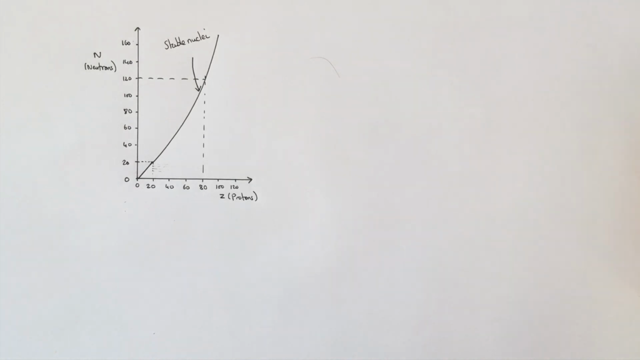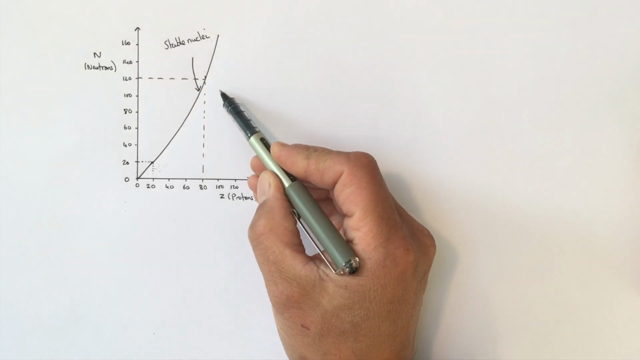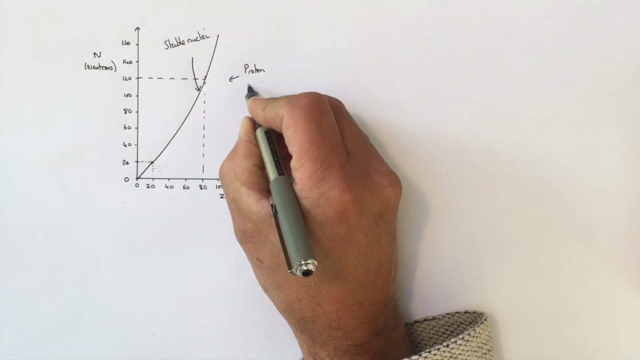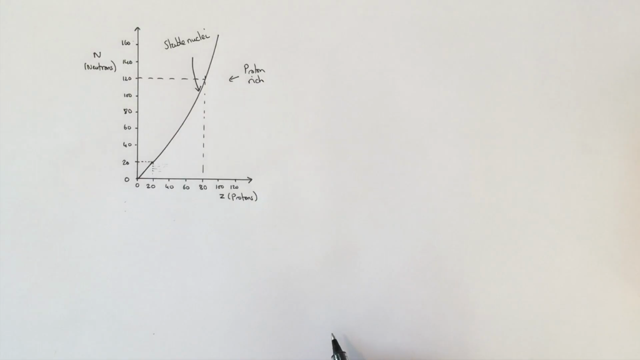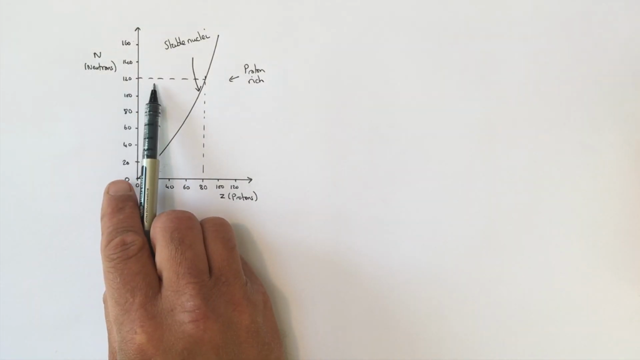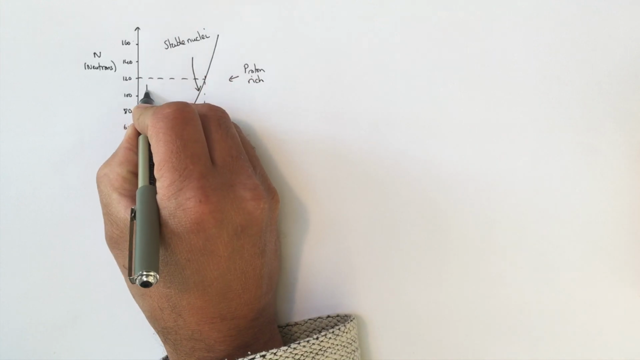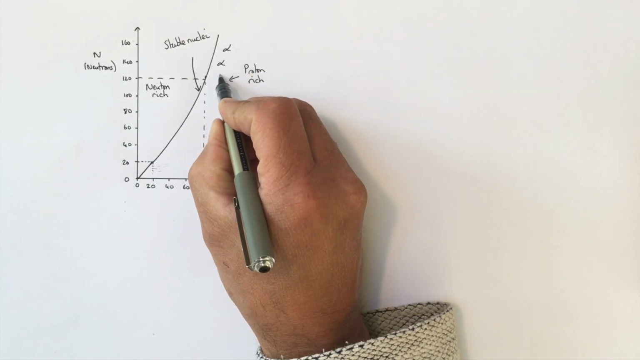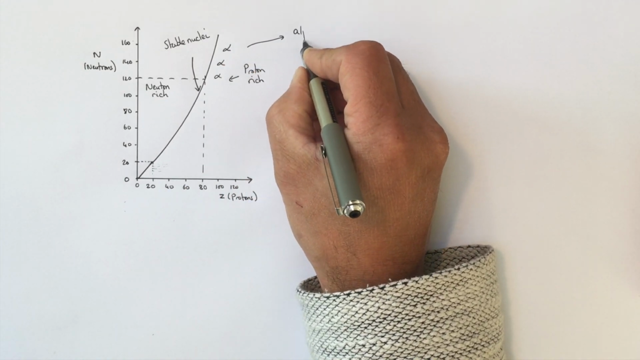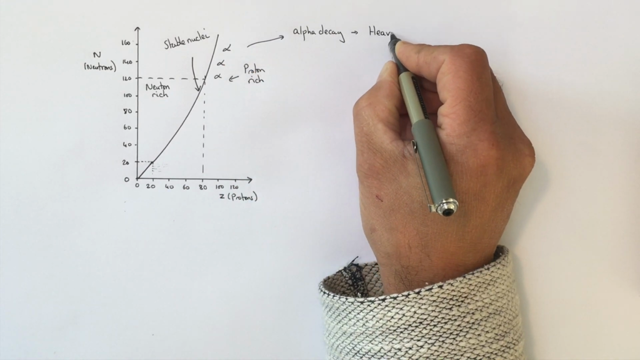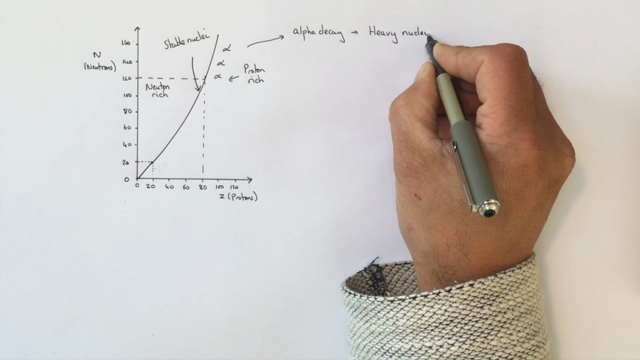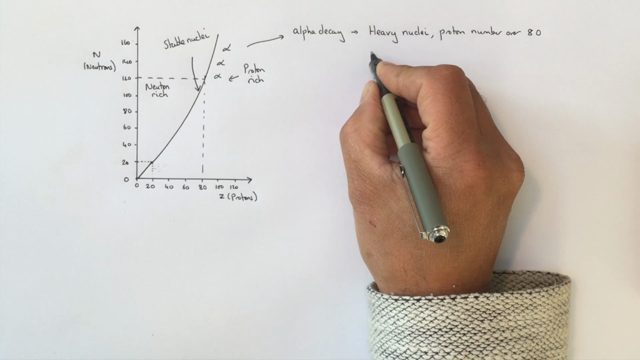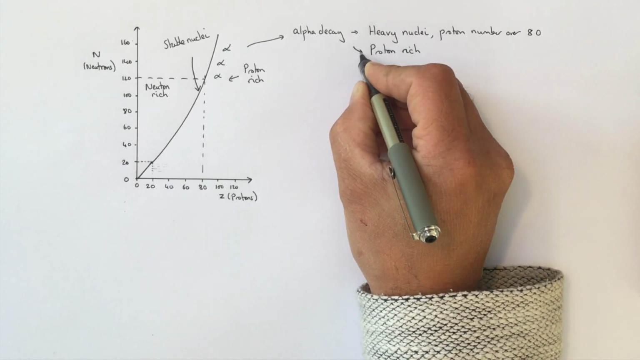Nuclei on the right side of the curve are proton rich and therefore have too many protons, so they lose protons to become more stable. Nuclei on the left hand side of the curve are neutron rich and so lose neutrons to become more stable. Unstable nuclei that decay by alpha radiation are in this part of the graph, which means that they are heavy with a proton number usually above 80, and they are proton rich, having too many protons.